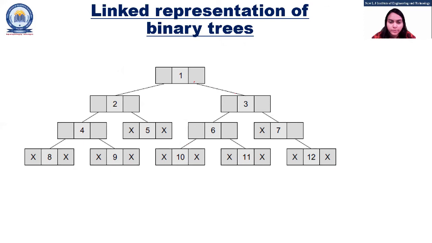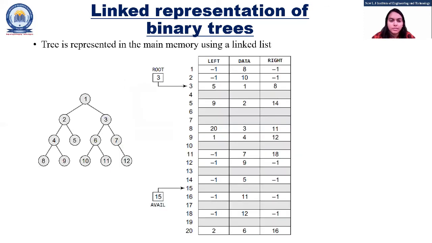So if this is at address 500, this pointer would be 500. If this is 300, this would be 300. Similarly, the further nodes are stored in this manner in linked representation. Now see how it is stored in main memory. So we have data. For example, we'll start at the third location. If you see here, at the third location, where is the root stored? The root is responsible for storing the root pointer. So it is stored at location 3.